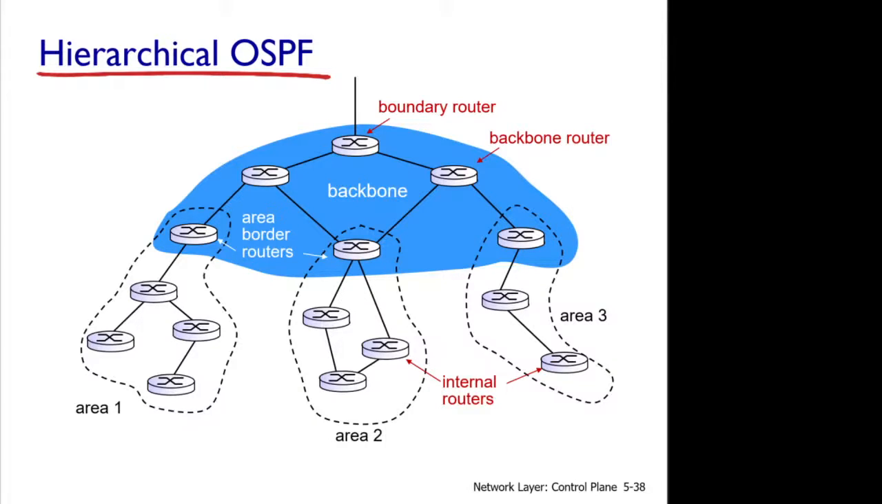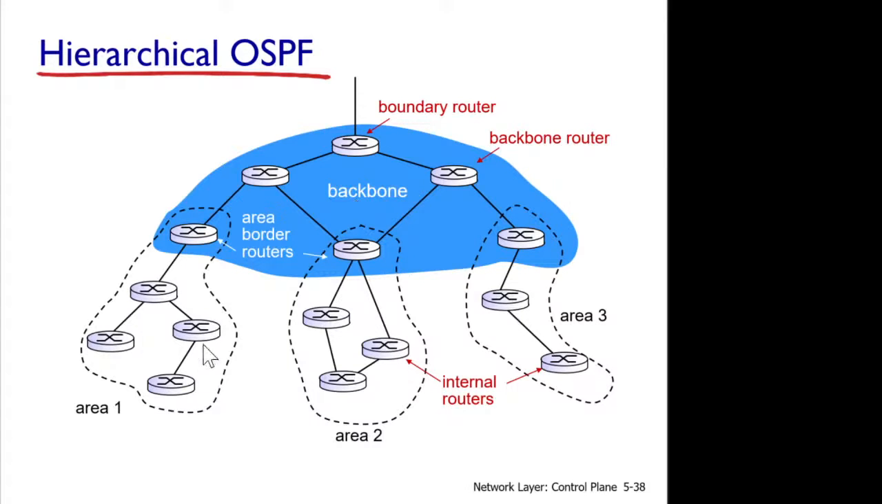For example, in this example here we've got area 1, area 2, area 3, and they're all connected to this backbone network. They're all independent areas. They're all connected to this backbone network via some edge router or area border router here. And then the backbone has a series of routers as well, and at the top of it is a boundary router out of the AS, out of our network. But our network is broken up into several areas here. These routers in the backbone are known as backbone routers.